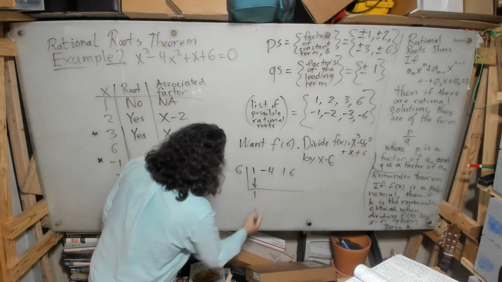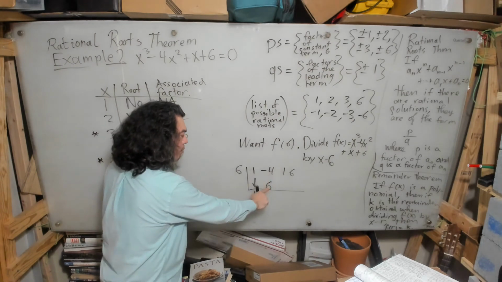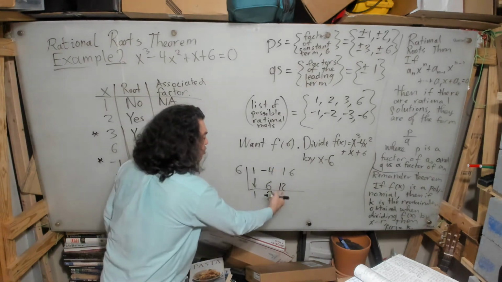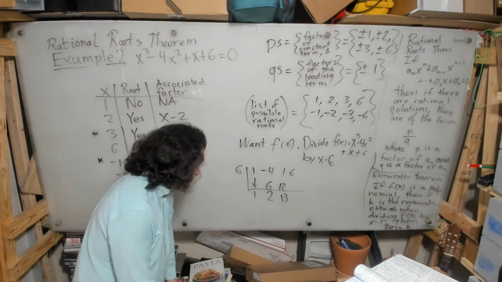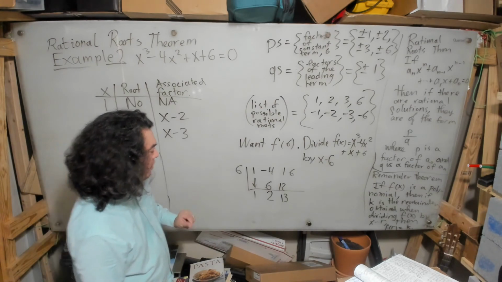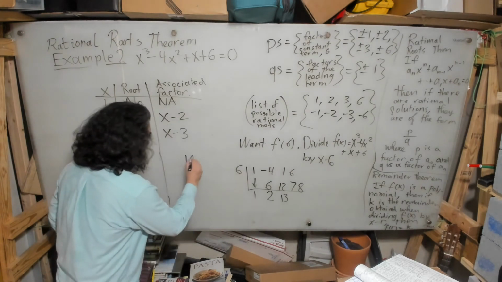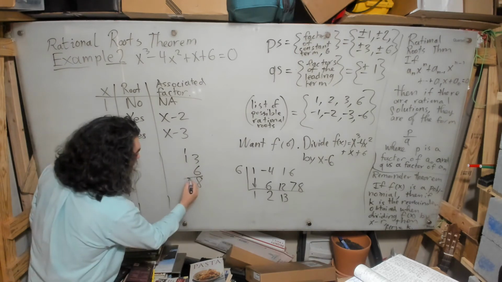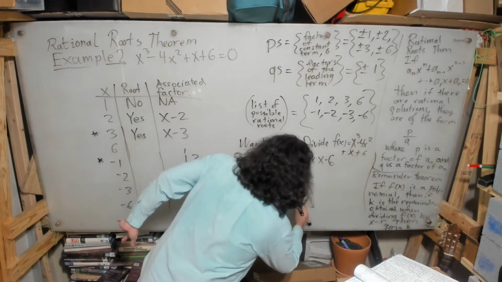I bring this 1 down like this. What's 6 times 1? That's 6. What's negative 4 plus 6? That's positive 2. 6 times 2 is 12. What's 1 plus 12? 13. 6 times 13, that's going to be 98. Wait. 78. Okay. Let's do that together here. 6 times 3 is 18. I carry my 1. 6 times 1 is 6, plus 1 is 7. Okay. It's 78. And then what is 6 plus 78? That's going to be 84.